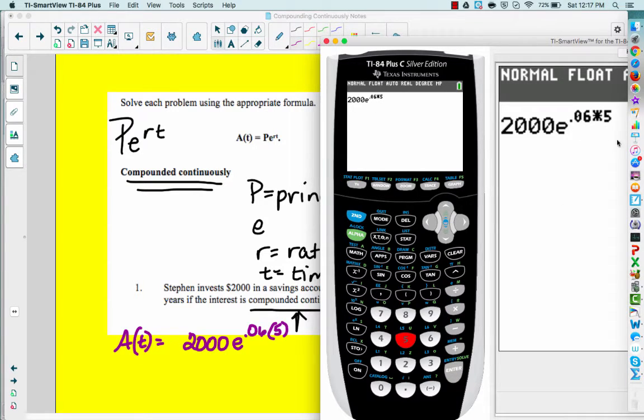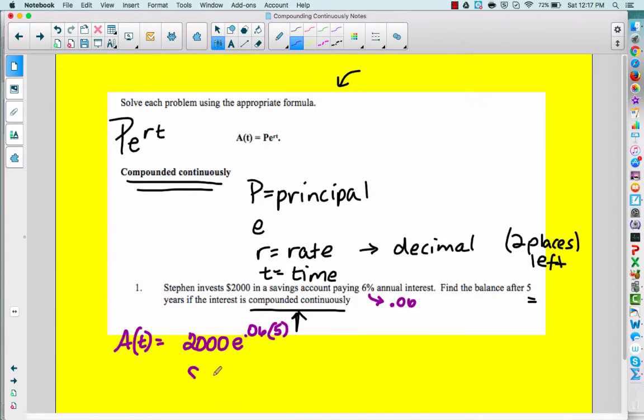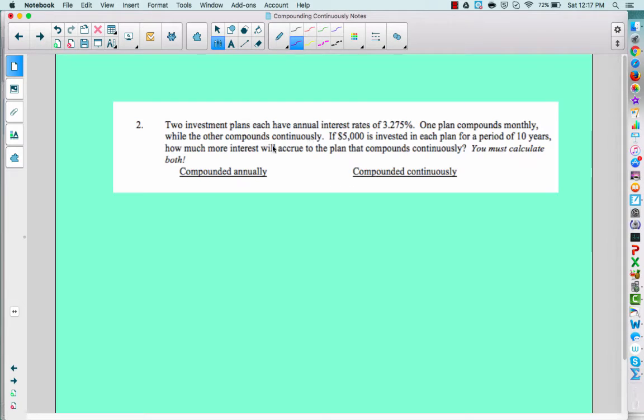Now, I have the newer calculator, but some of the older ones, you'd want to put that whole value in parentheses. And so he's going to have approximately 2,600, and actually let's round to the nearest, so $2,700 after 5 years if it's compounded continuously. That's going to be more than if it's compounded annually. All right, let's try another one.